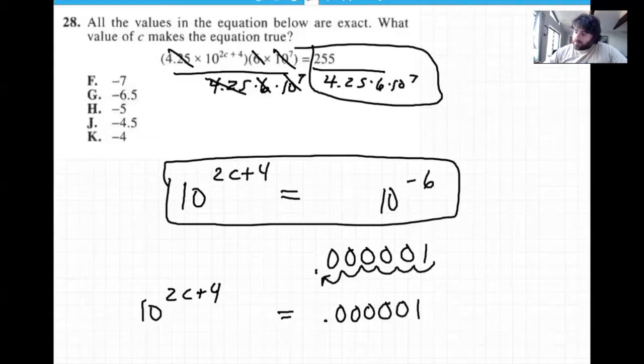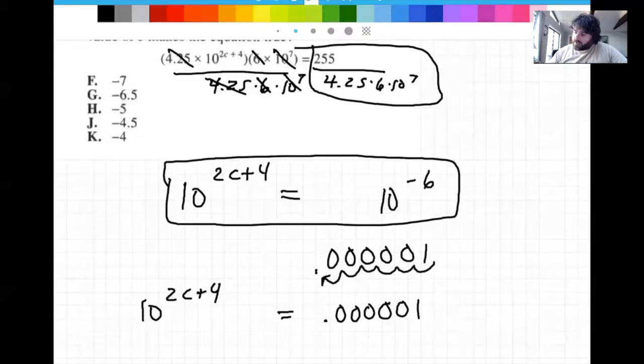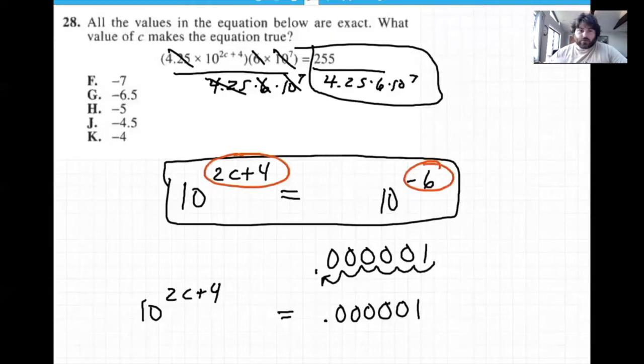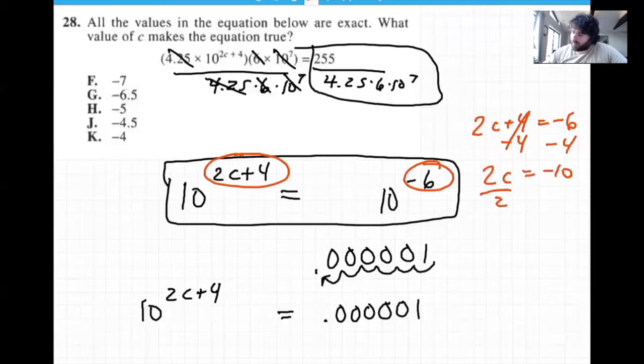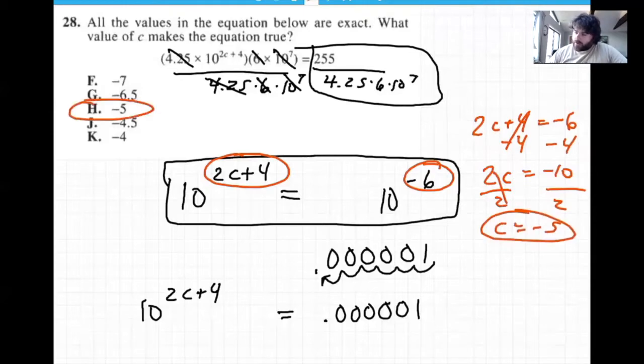Well, that must mean the only way this would work is if 2c plus 4 and negative 6 were the same. So from there, I can set up a little equation, 2c plus 4 equals negative 6, and I can solve that from here. 2c equals negative 10, divided by 2, c is equal to negative 5. Okay, so that is our answer.